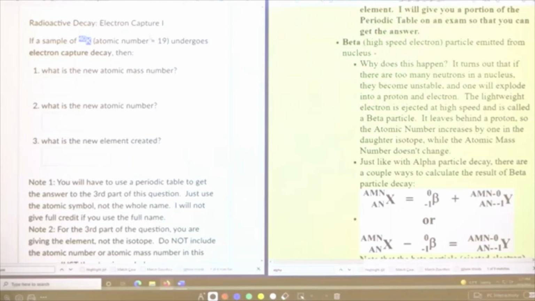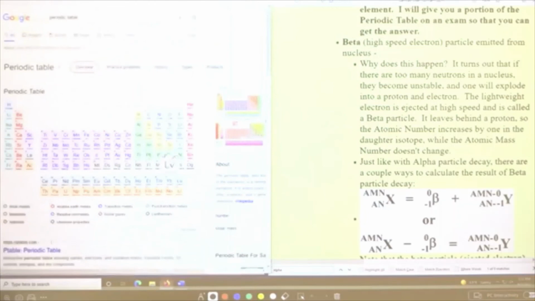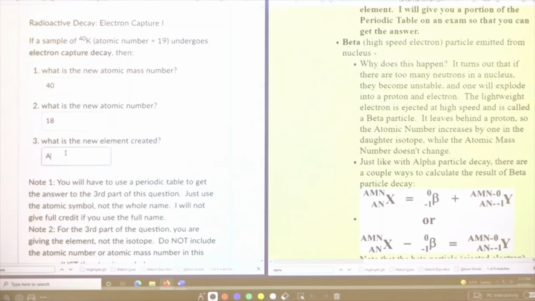So electron capture for potassium-40 with an atomic number of 19, when you pull an electron into the nucleus, then it's going to join with a proton, and that proton will turn into a neutron. Because the proton simply turns into a neutron, there is no change in the atomic mass number, so it's still 40. But because a proton has turned into a neutron, you now have one fewer protons in the nucleus, so you now have 18. And if you look at the periodic table, you will find that 18 is associated with argon. Okay, there's the 18. So this is argon. Okay.